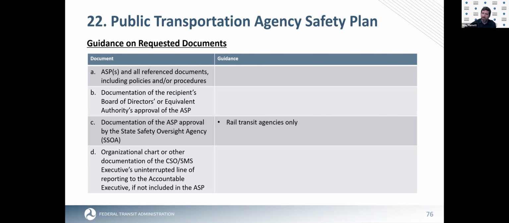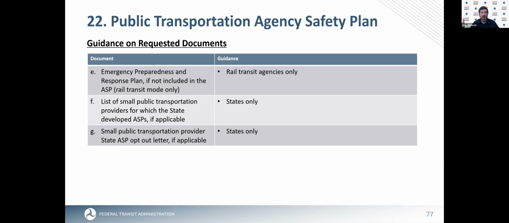You can see here we have an item for rail transit agencies only. You just want documentation that your safety plan has been approved by your state safety oversight agency, SSOA. Continuing on to item D, the RIR is asking for an organizational chart or other documentation that shows your safety executive's uninterrupted line of reporting to the accountable executive. Of course, we're asking for this separately if it's not already included in the ASP.